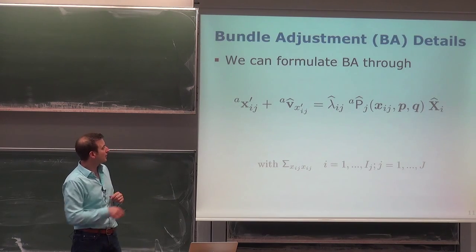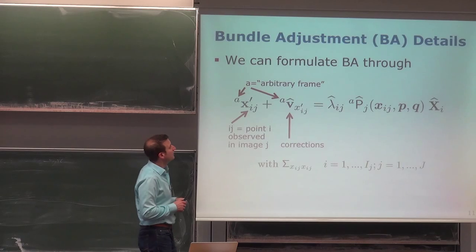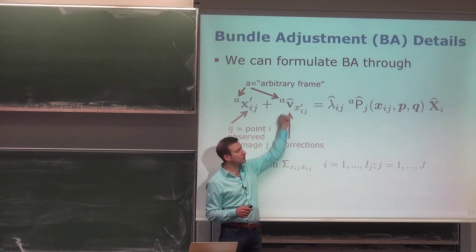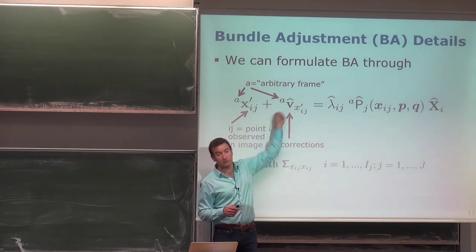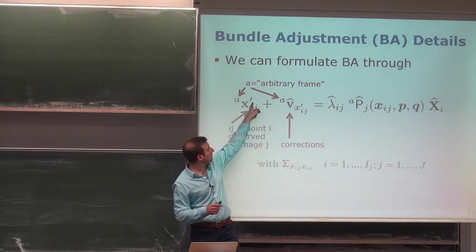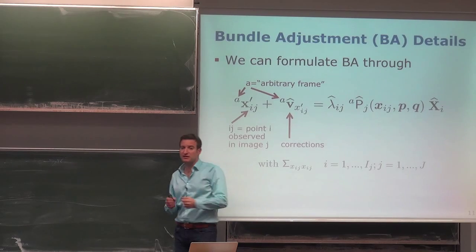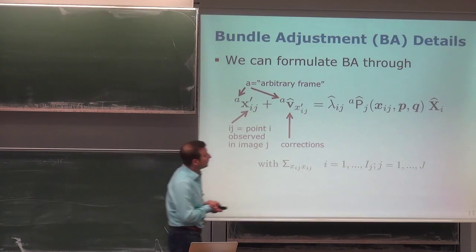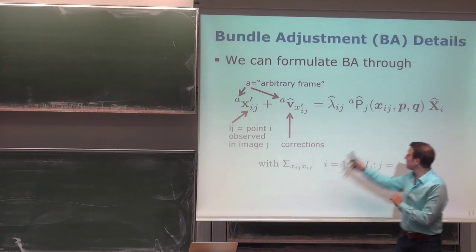Then we have our corrections or improvements that we have here. So point i observed in image j, and the corresponding correction. And this is all in homogeneous coordinates. So this type of font indicates that these are homogeneous coordinates. And this should be equal to, let's start from here.